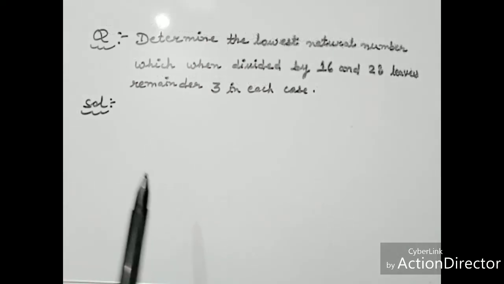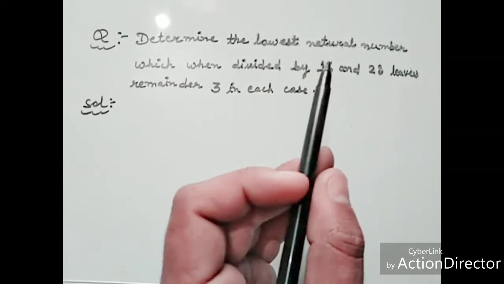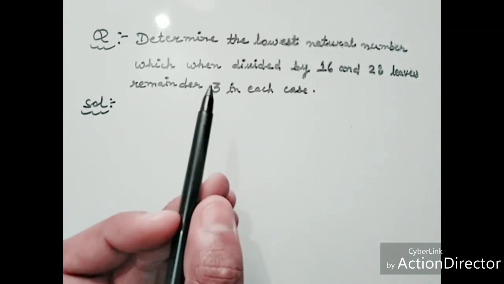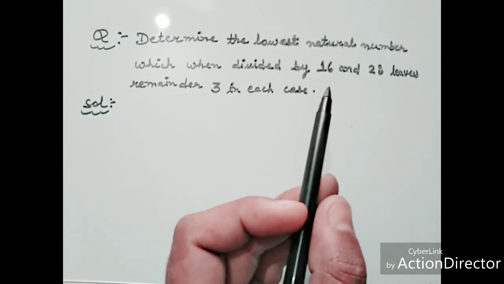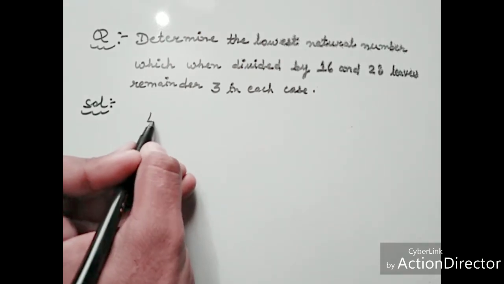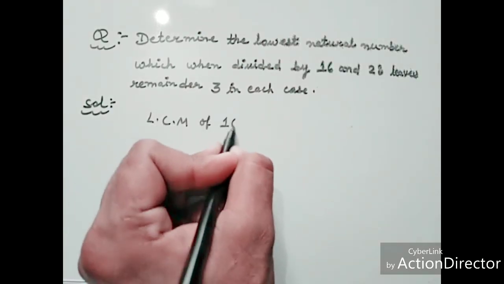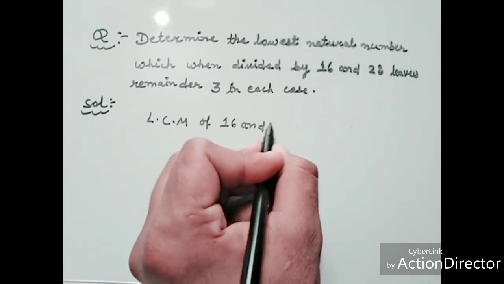Next example, this example is related to LCM. Determine the lowest natural number which when divided by 16 and 28 leaves remainder 3 in each case. So here first we find the LCM of 16 and 28.